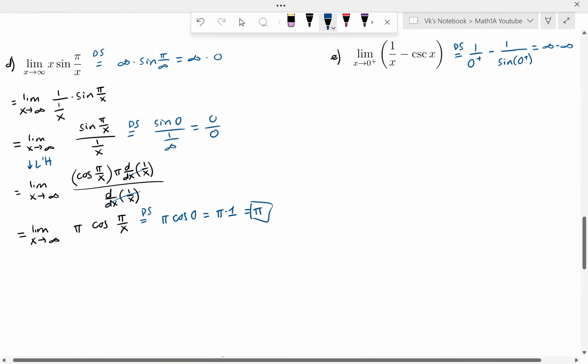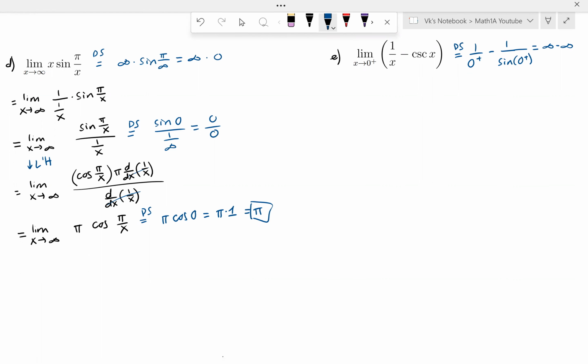We need a quotient in order to use L'Hopital's rule. So rewrite this as the limit as x approaches 0 from the right side of 1 over x minus 1 over sine x, and then use the common denominator, the LCD. Limit as x goes to 0 from the right side of sine x minus x over x sine x.